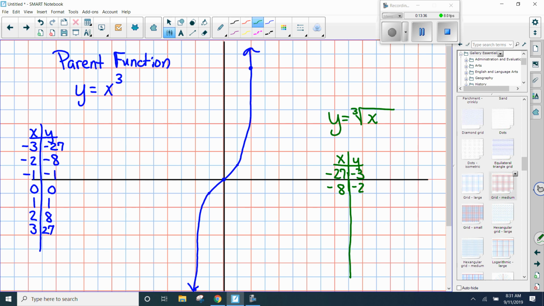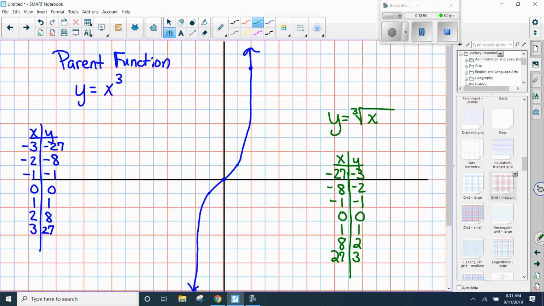-8 is going to be -2. At -1, you're going to get -1. At 0, you get 0. The cube root of 1 is 1. The cube root of 8 is 2. The cube root of 27 is 3. So if you look at the graph of that, you have to go x is -27.